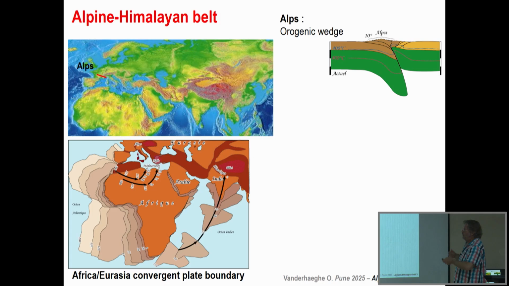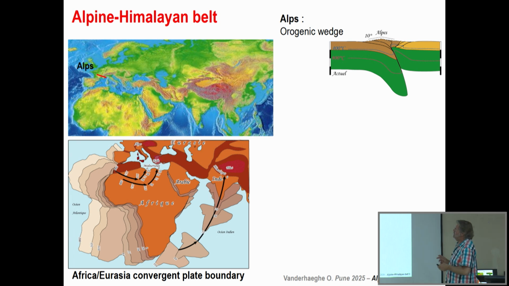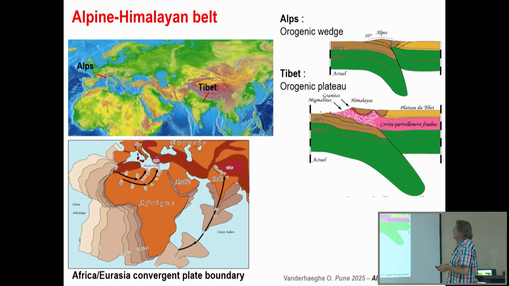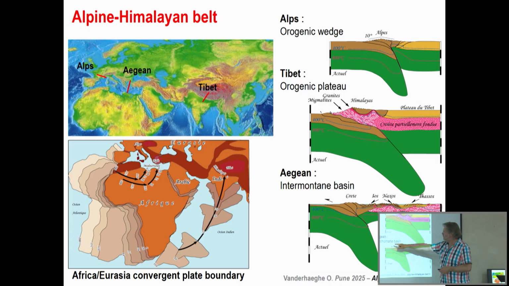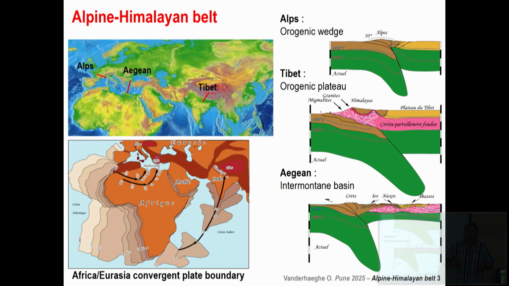So we're going to go through different examples today and tomorrow, and even Thursday morning. The Alps, which represents an orogenic wedge, triangular shape. Tibet and Himalayas, mostly the southern part, which represents an orogenic plateau. And the Aegean, the hole in the mountain belt, that represents an intermontane basin, a collapsed mountain belt.